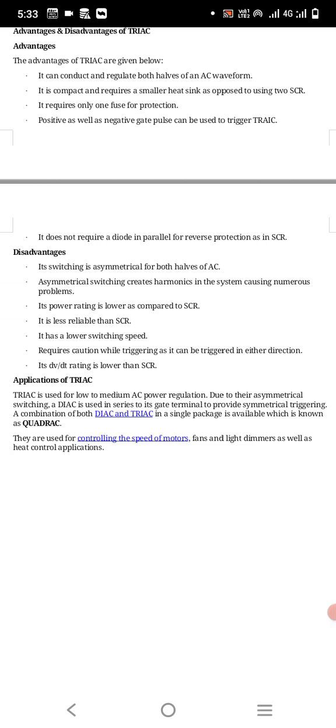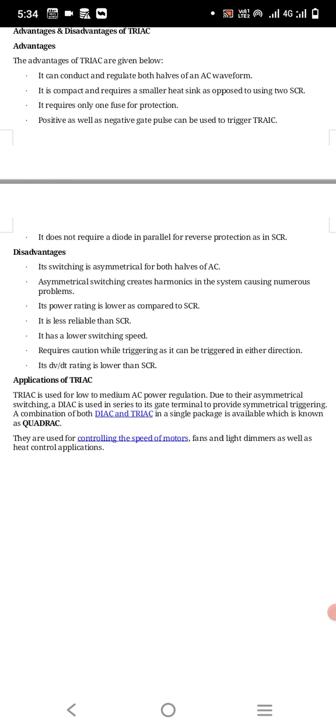Next, disadvantages. Its switching is asymmetrical for both halves of AC. So asymmetrical switching creates harmonics in the system, causing numerous problems. Next, its power rating is lower as compared to SCR. It's less reliable than SCR. It has a lower switching speed, and requires caution while triggering, as it can be triggered in either direction.